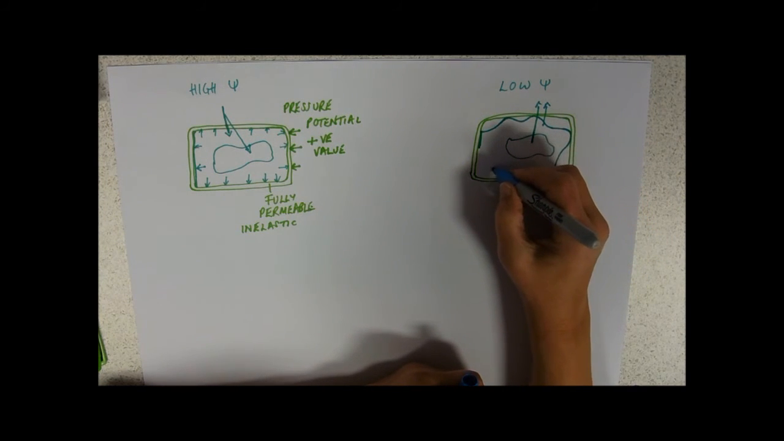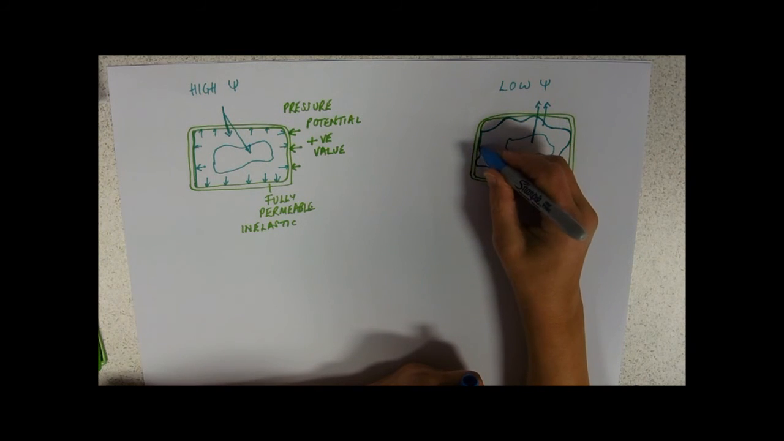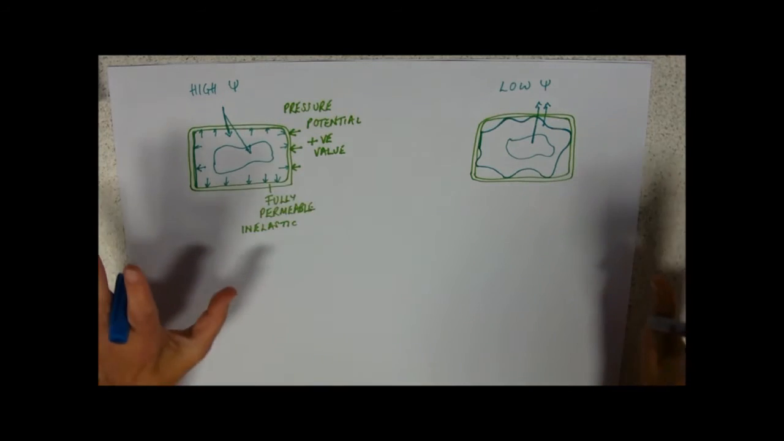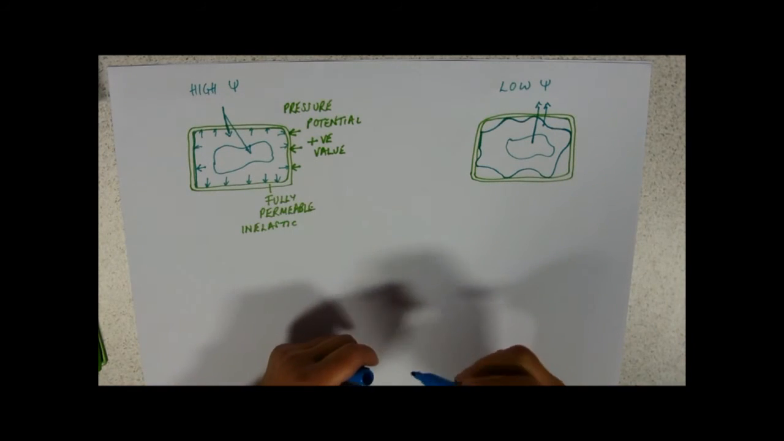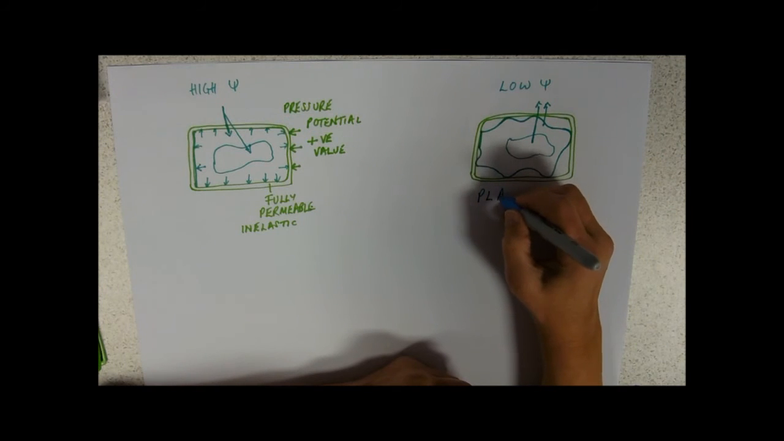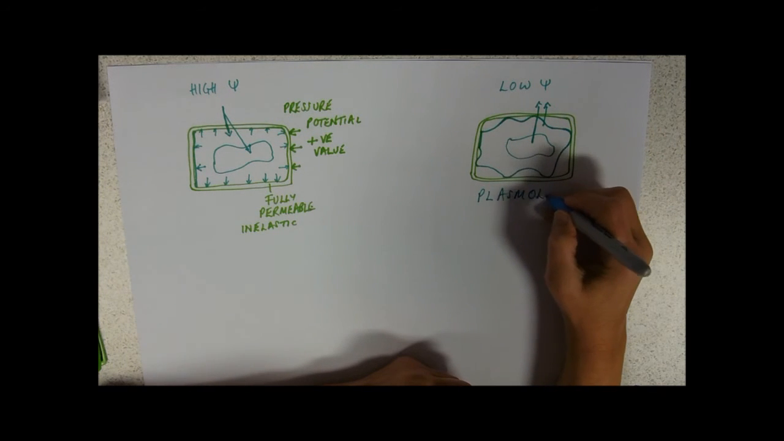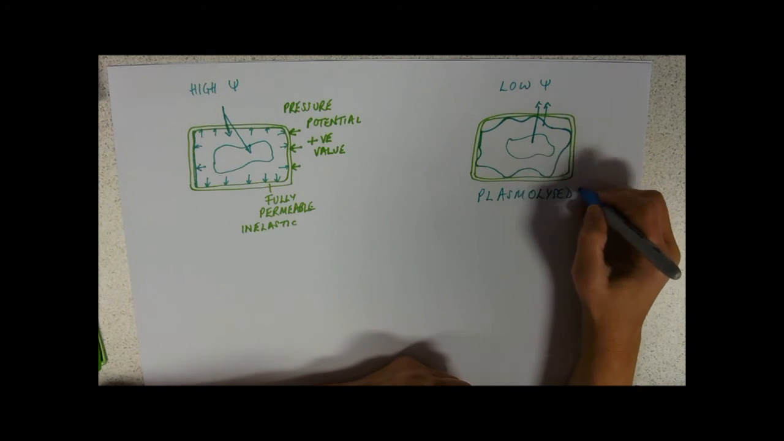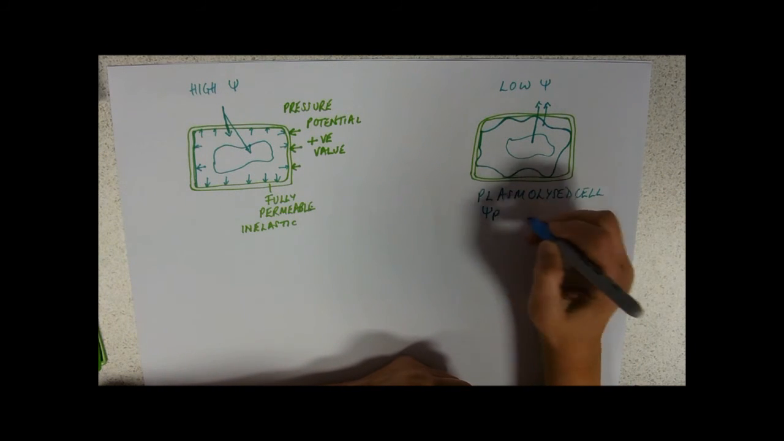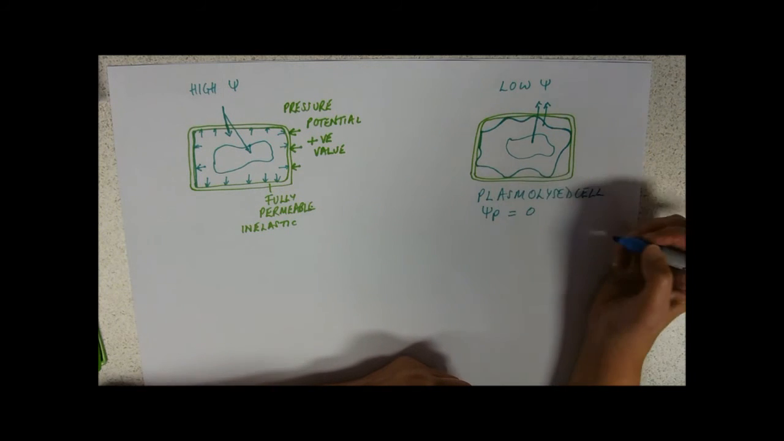And that wall pressure is going to disappear because there's nothing for the wall to push against. The cytoplasm is not pushing against it, so it can't be pushing against the cytoplasm. We call this cell plasmolyzed. And the pressure potential is 0.